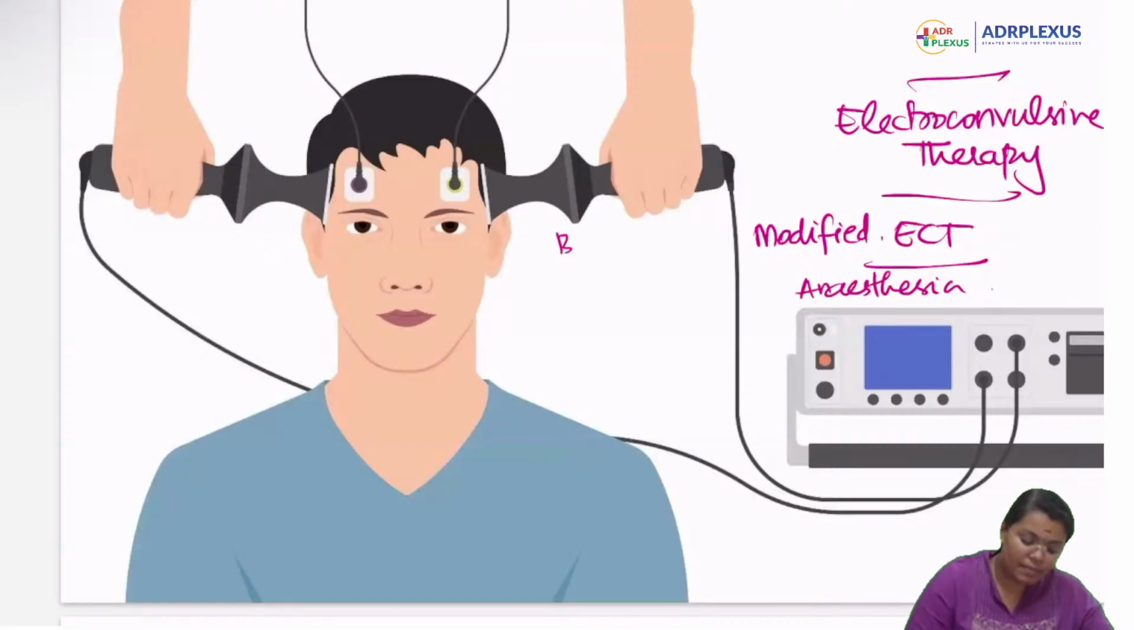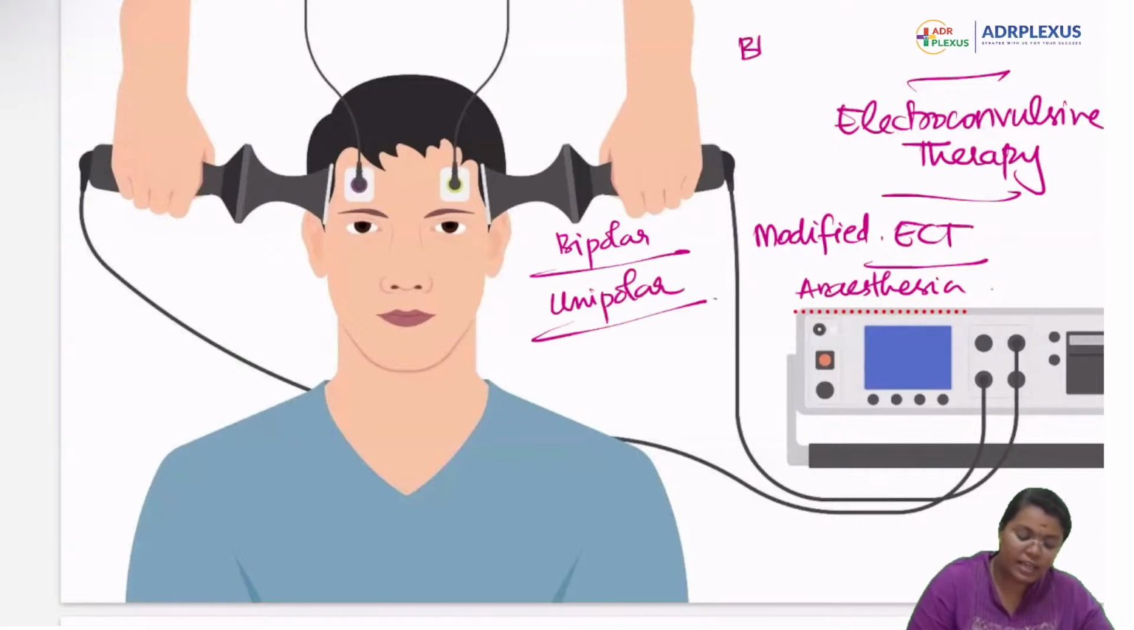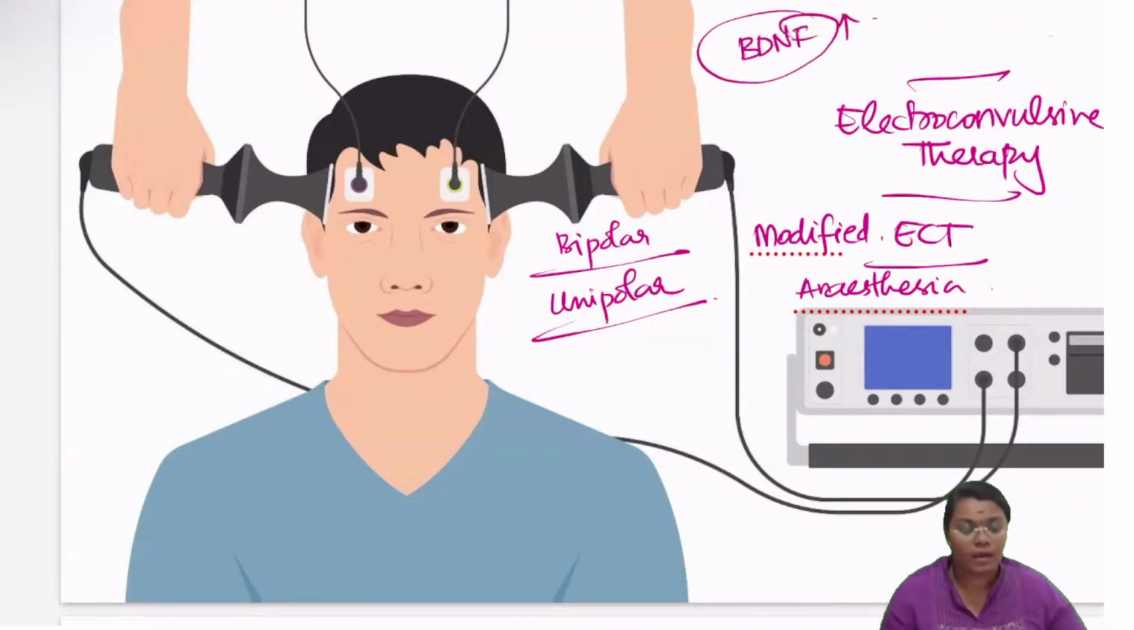So this is a bipolar ECT. Other than that, there is also unipolar ECT. In ECT, your brain-derived neurotrophic factor increases. Okay.